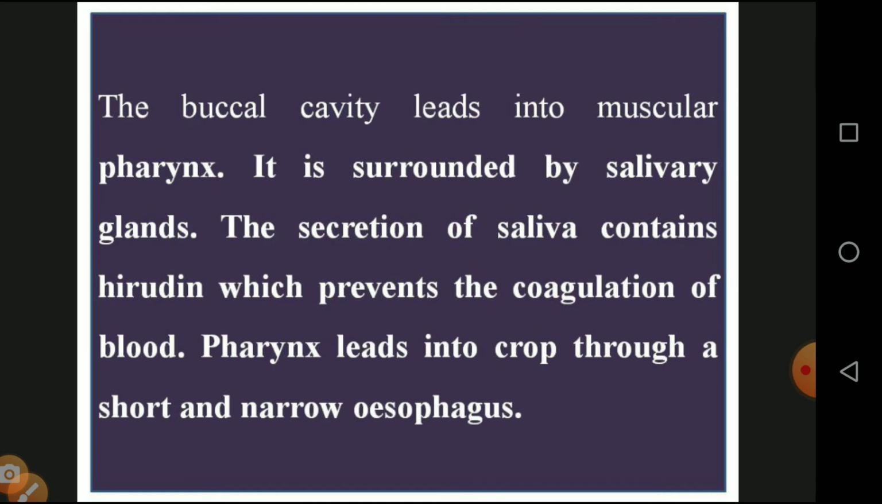They surround the salivary gland, which secretes saliva containing hirudin. One more question: it prevents the coagulation of blood. Then the pharynx leads into the crop through the short, narrow esophagus. So the pharynx is connected with the buccal cavity and the esophagus. Esophagus is otherwise called a food pipe. The buccal cavity contains a salivary gland secreting saliva. The name of the saliva is hirudin. Very important. One more question.